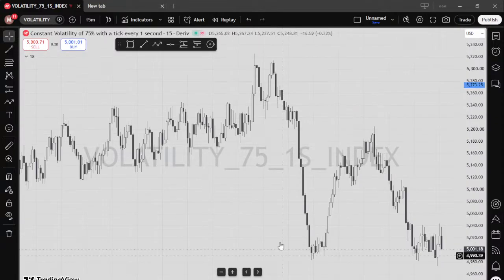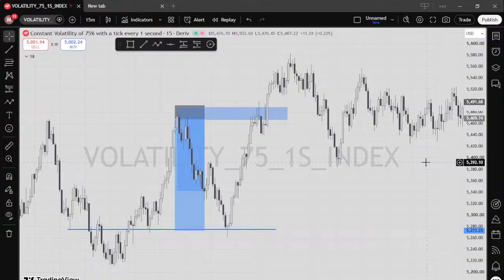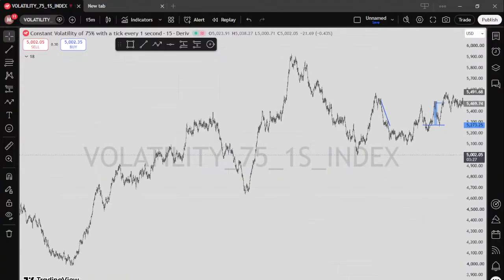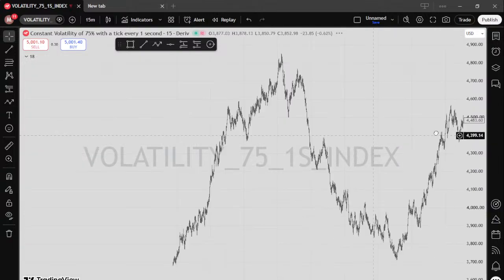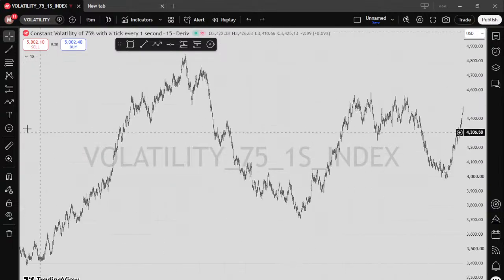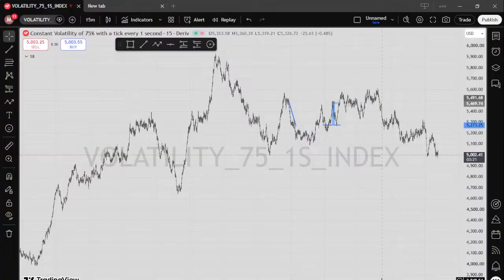Okay, let's see how market played out. The market. Oh, sweet entry. Sweet, sweet as fuck. Sweet entry. Only one time. Okay. Not bad.